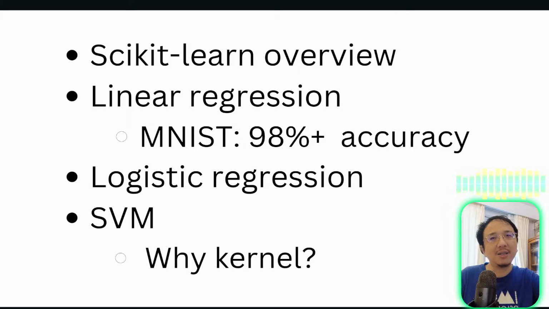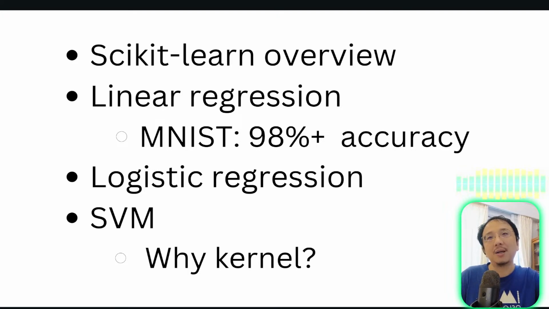So you may have heard that you should not and you cannot use linear regression to solve MNIST, or you should not use the mean square error loss when you're training a classification model. We're going to show you why this is true and why this is not entirely true, because we can use linear regression to get 98 plus accuracy on MNIST.